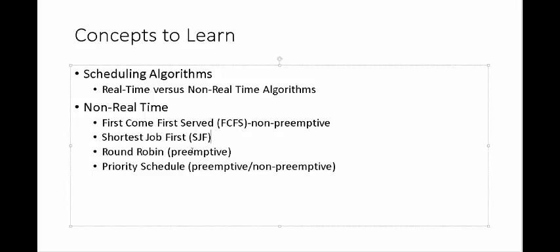Shortest job first can be either. Well, you can have a non-preemptive one where, like the one we're doing, someone is already running, and even though you have a shorter job, you have to wait. But you can have a preemptive version where if you show up and you have a shorter job, you interrupt. So these are the different ways that non-real-time algorithms for scheduling can be done.